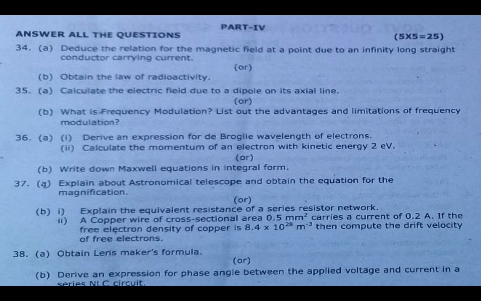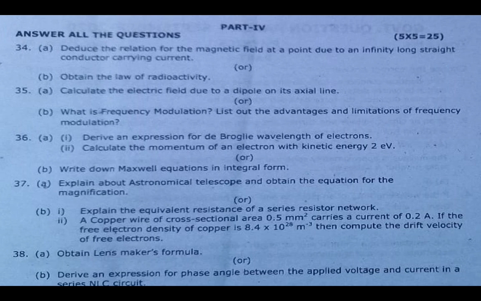Question number 37. Part A. Explain about astronomical telescope and obtain the equation for the magnification. 37B has 2 parts. The first one, explain the equivalent resistance of a series resistor network.